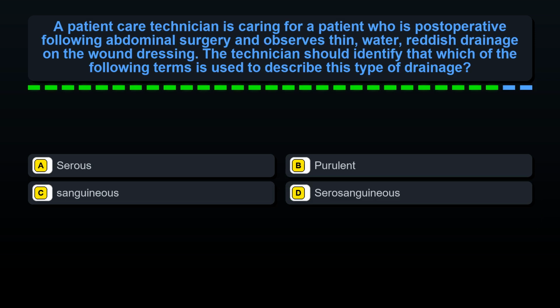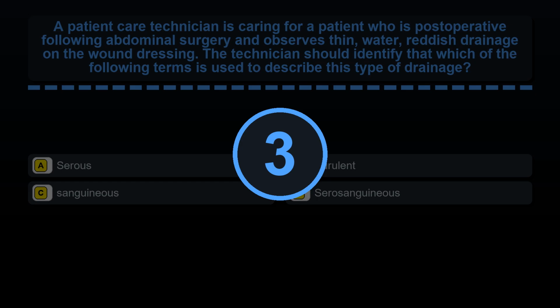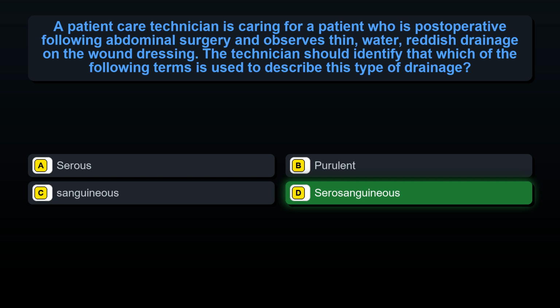Question 38. A patient care technician is caring for a patient who is postoperative following abdominal surgery and observes thin, watery, reddish drainage on the wound dressing. The technician should identify that which of the following terms is used to describe this type of drainage. Option A, serous. Option B, purulent. Option C, sanguineous. Option D, serosanguineous. The correct answer is option D, serosanguineous.